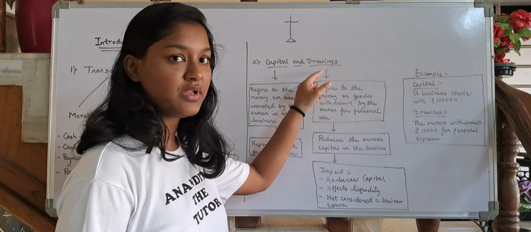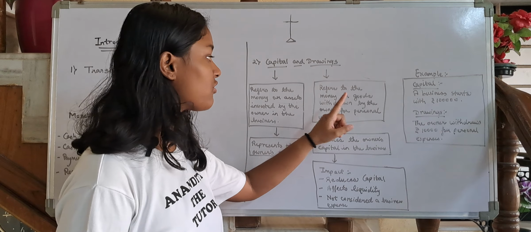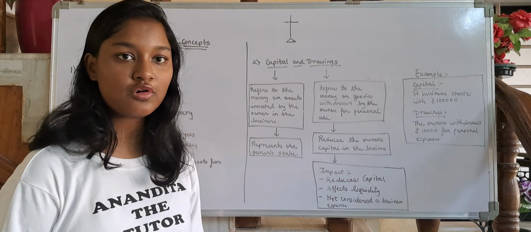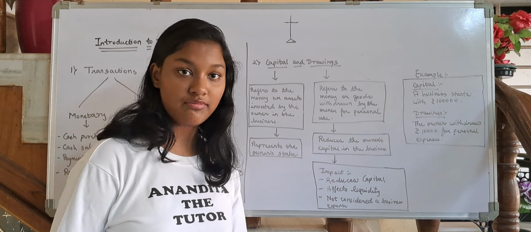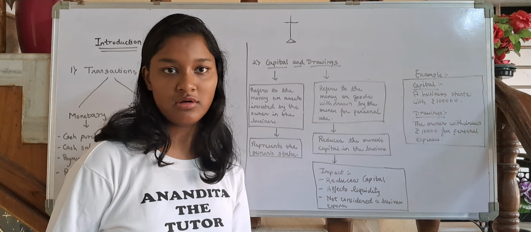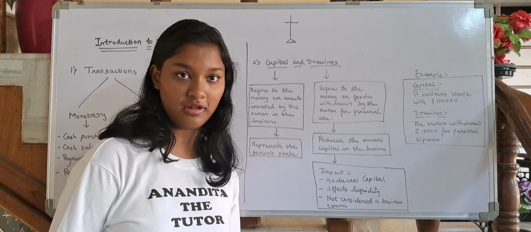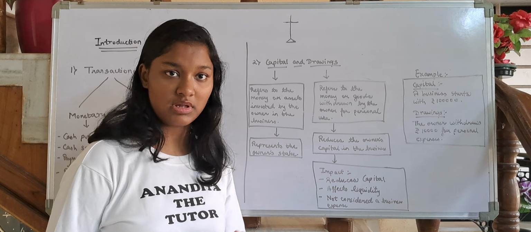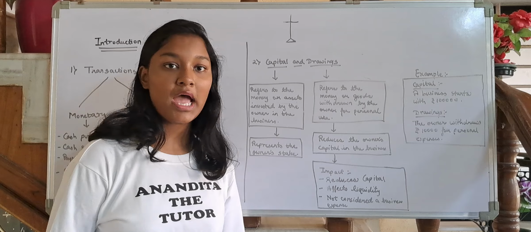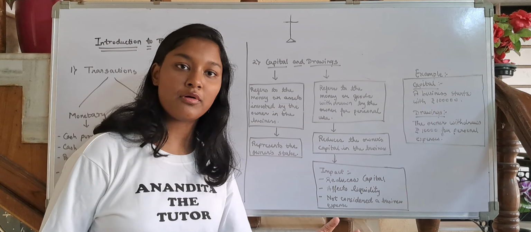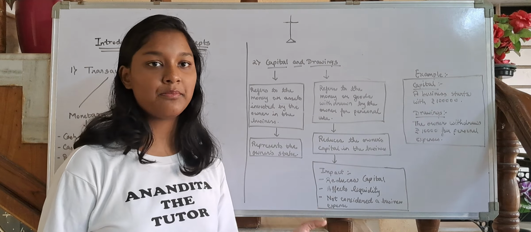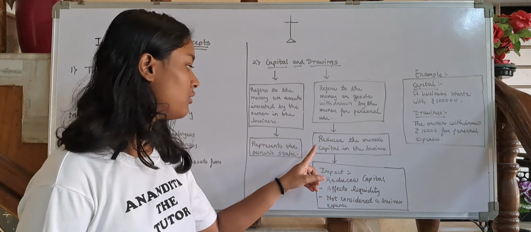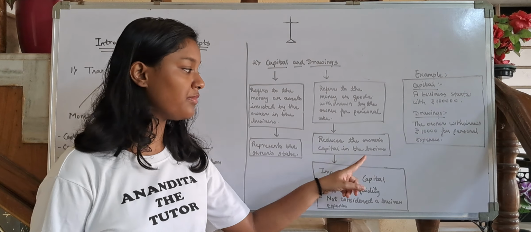Then the second concept is drawings. It refers to the money or goods withdrawn by the owner for personal use. So tomorrow, I've started my business and I require some money, or I require any asset from my business. Say, for example, I don't have pens, I don't have stationery, so I'm using the stationery from my business. So those are drawings. I require money, I withdraw it from my business, then those are drawings. It reduces the owner's capital in the business.